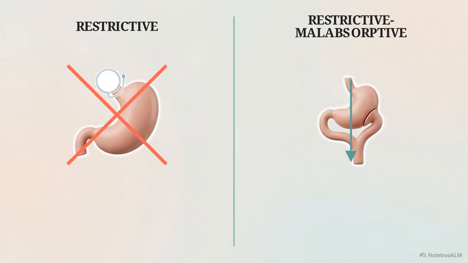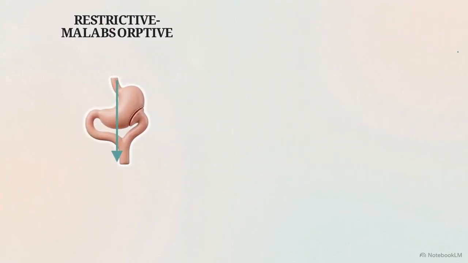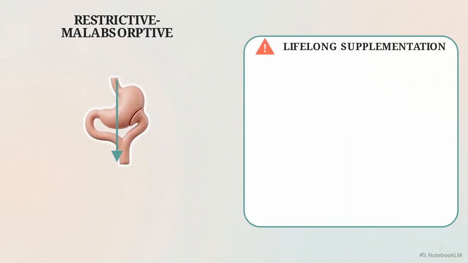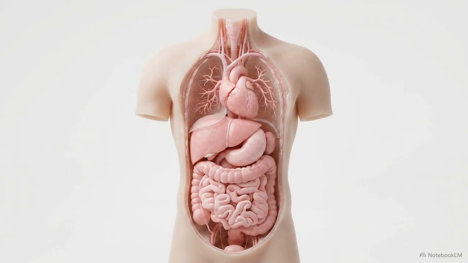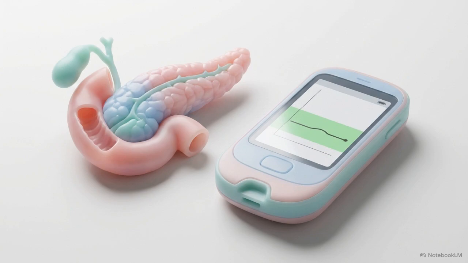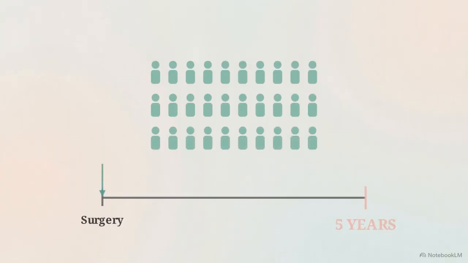However, malabsorption from the Roux-en-Y bypass creates inevitable micronutrient deficiencies. Clinicians track lifelong supplementation using the BIFCAD mnemonic: B12, iron, folate, calcium, vitamin A, and vitamin D. The postoperative impact on systemic disease is complex. While surgery drives an impressive 68% initial remission rate for type 2 diabetes, longitudinal data shows that 1/3 of those patients will relapse within 5 years.